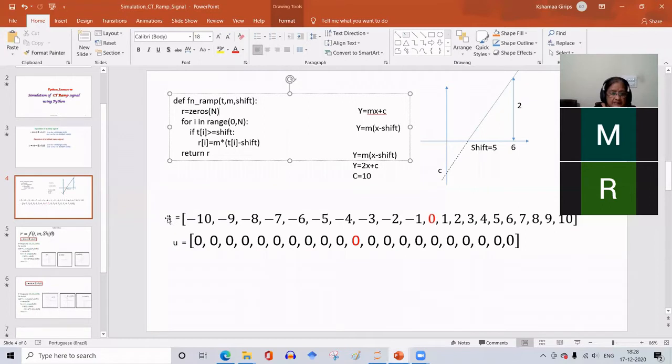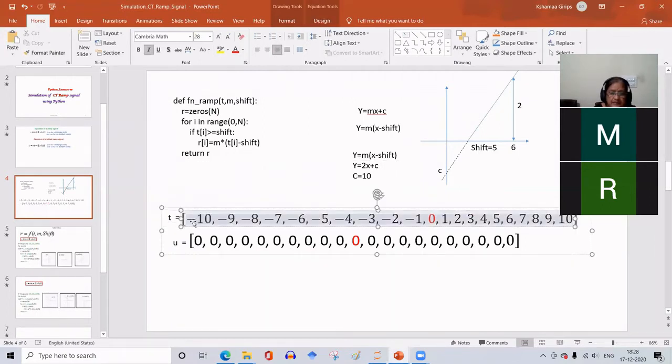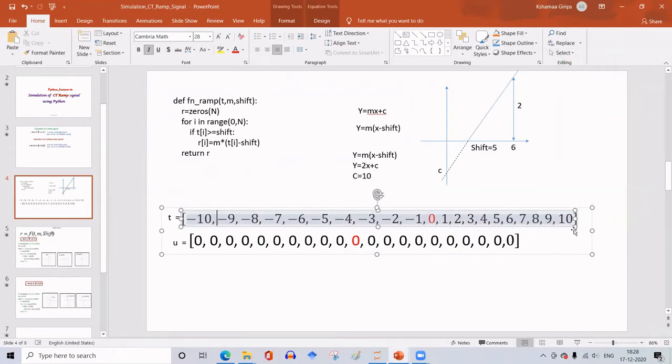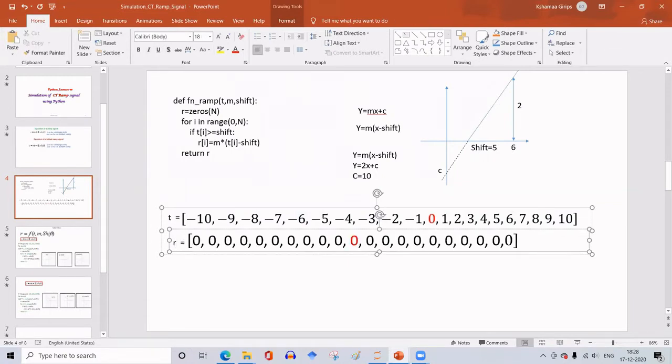Here is the example I have taken. Time t. I have divided from -10 to +10 in steps of 1. And we shall define this ramp. First, initialize an array R with zeros having capital N number of points. Here I have taken 21 points, and so I have filled with the 21 zeros here.